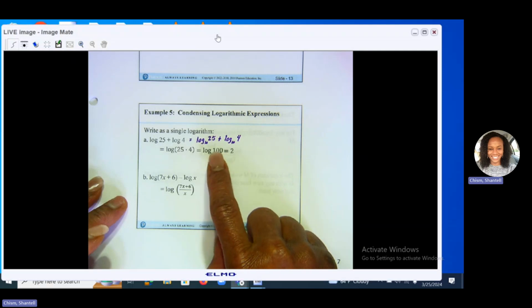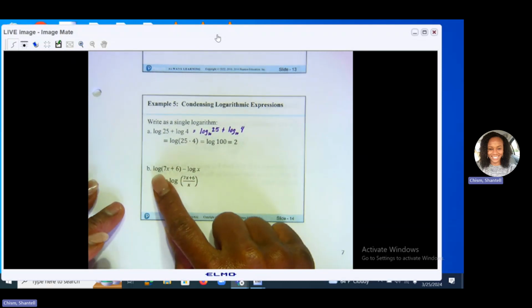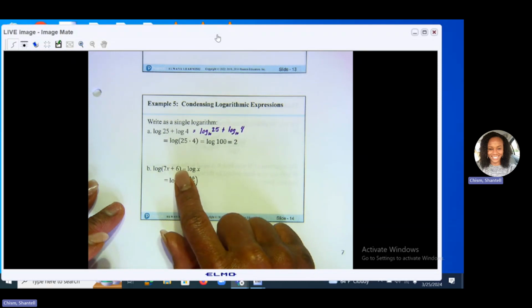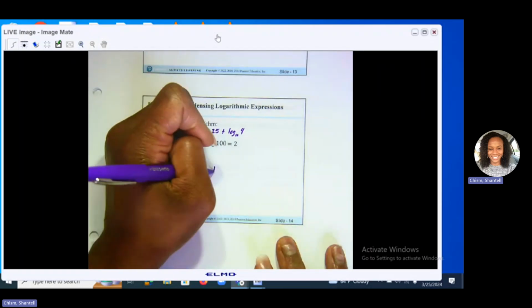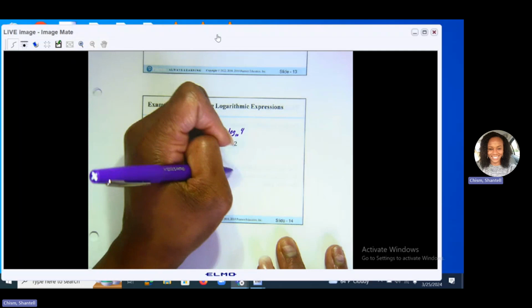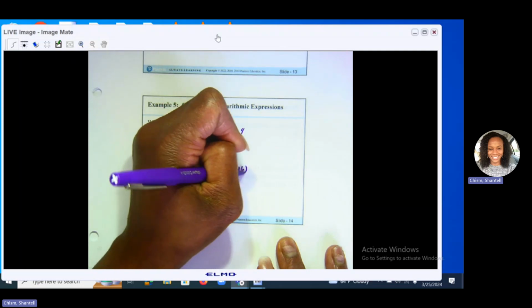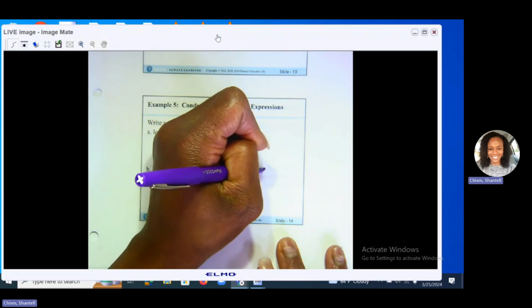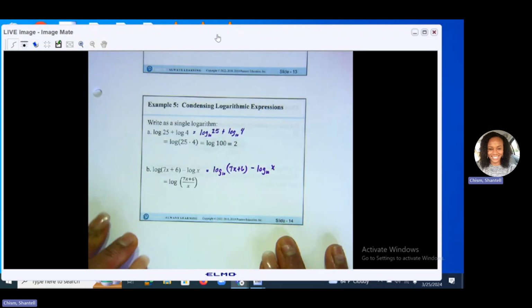So 10 raised to what power would give you 100? 10 to the second power. So log of 100 is equal to 2. Okay? Here, in this example, you have log of 7x plus 6 minus log of x. So you've got the same base 10 on both of these. Log base 10 of 7x plus 6 minus log base 10 of x.